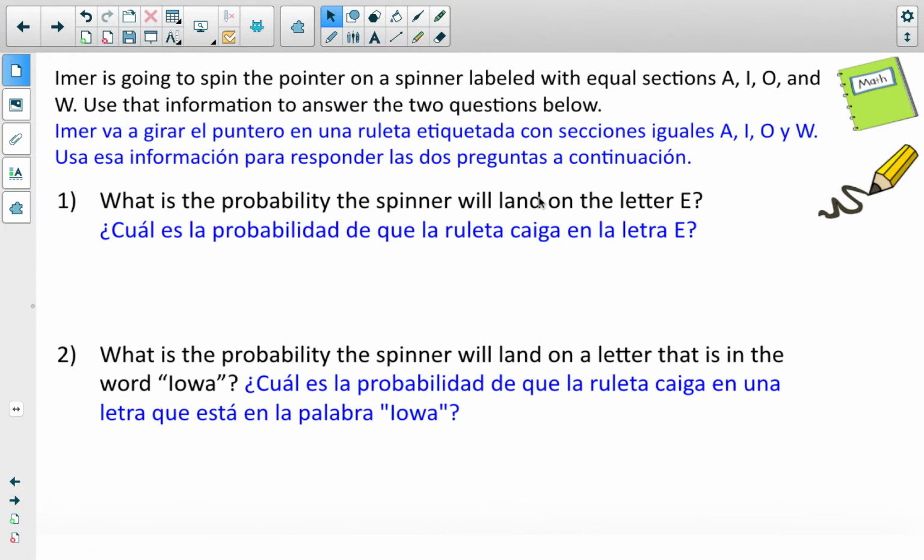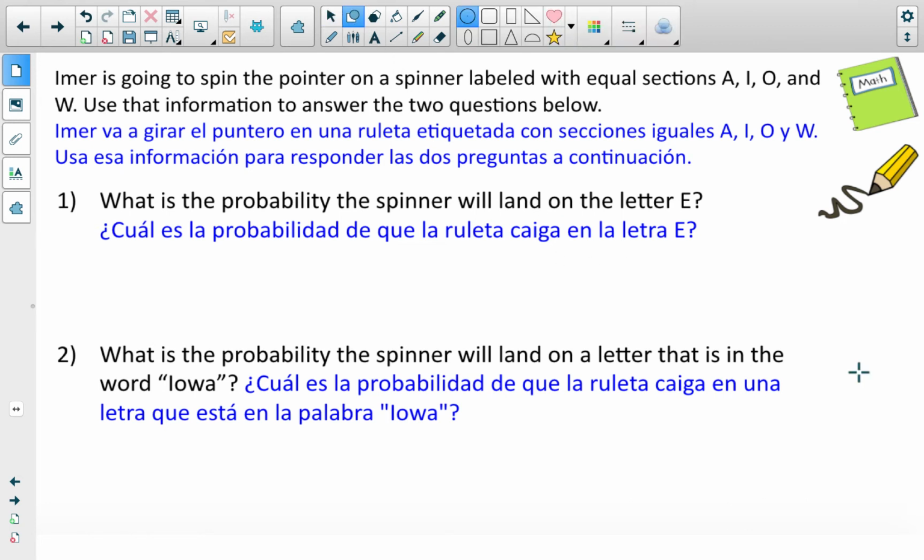We are now at the part of the lesson where I need you guys to pause and start taking some notes. So pause, write this down. Emir is going to spin the pointer on a spinner labeled with equal sections. So we're not talking about what we just did. We're talking about an equal, fair spinner: A, I, O, and W.